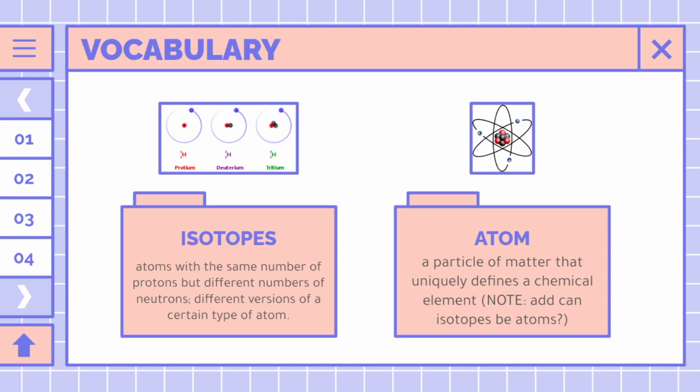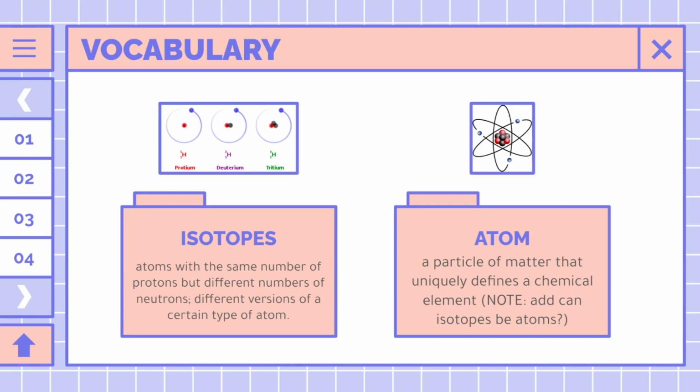To put it simply, isotopes are atoms with the same number of protons and different number of neutrons, or just different versions of a certain type of atom. We'll be going deeper into this later, but to understand this, I'll quickly just define some terms.